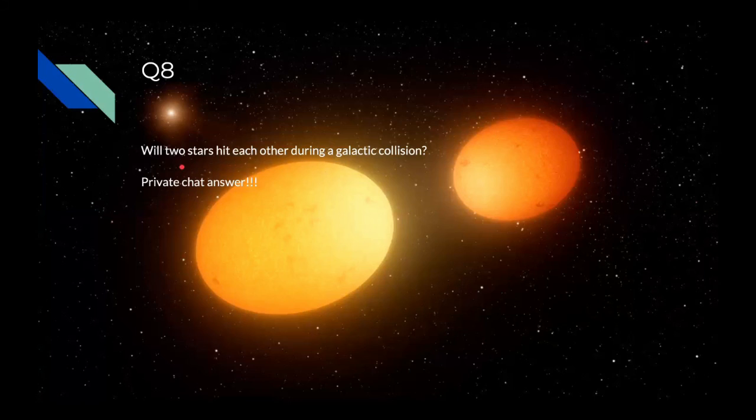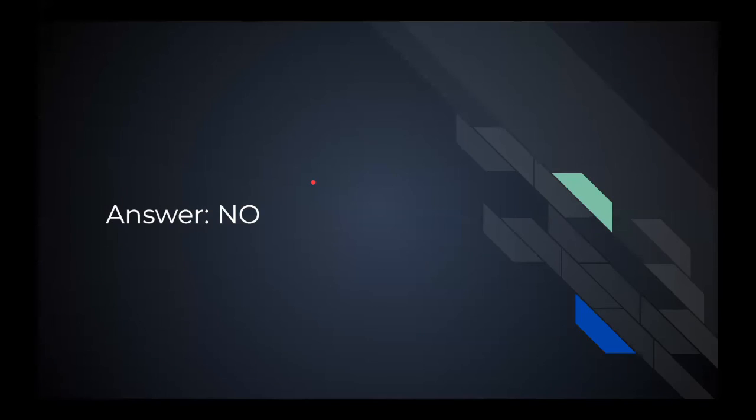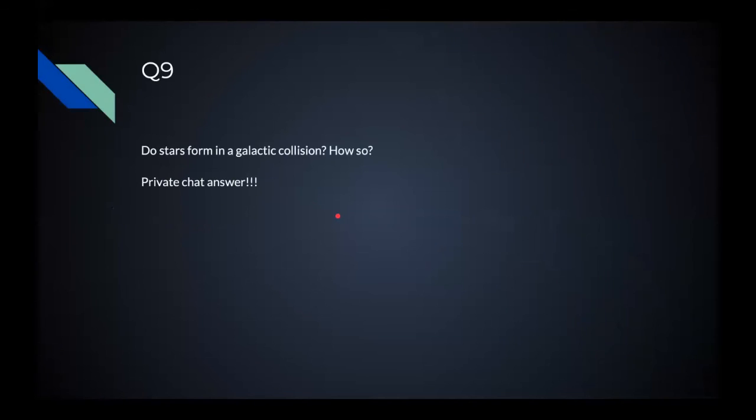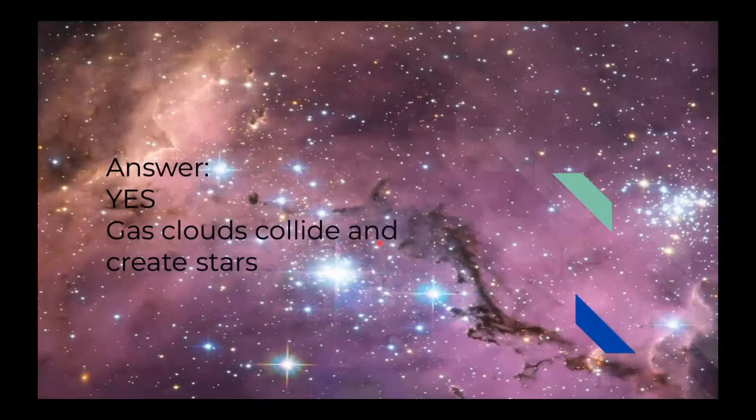Will two stars hit each other during a galactic collision? The answer is no, they just won't. They're very unlikely to hit each other. Galaxies will hit each other, but stars will not. Do stars form in a galactic collision, and how do they form? They do form. Gas clouds collide and create stars. Dita, you went way above and beyond.